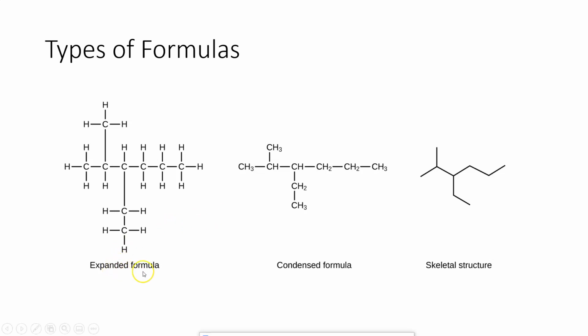Now, another way to represent my organic molecules are these. We can use the expanded formula where we represent every single bond in the molecule. So every single hydrogen, for example, is represented here, okay? Now, the condensed formula is not going to represent the hydrogens or the bonds between carbon and hydrogens. We are just going to summarize them like here. So instead of putting this C attached to these three hydrogens, we just write CH3, okay?